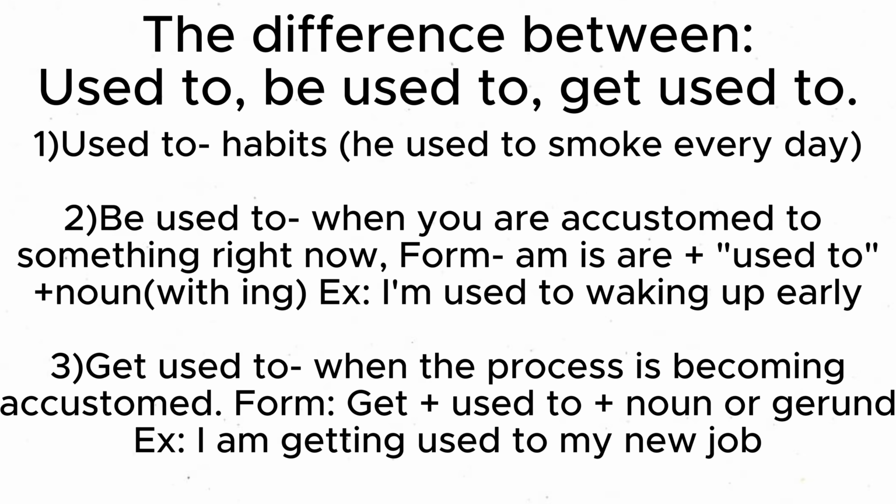Now, let's talk about something that trips up a lot of learners, the difference between used to, be used to, and get used to. They're similar, but not the same, so pay attention here. Used to is for past habits, like I just explained, but be used to means you're accustomed to something right now. It's normal for you in the present. Form, subject plus be, am, is, or are, plus used to plus noun or gerund. That's the ing form. Example, I'm used to waking up early.